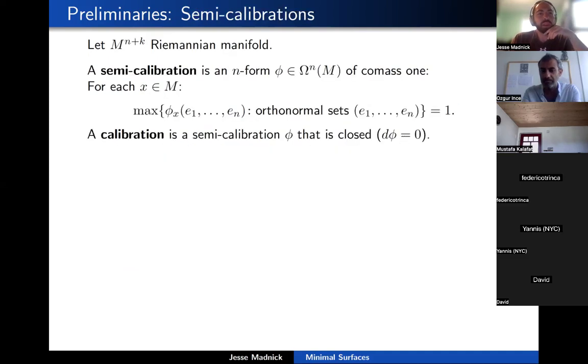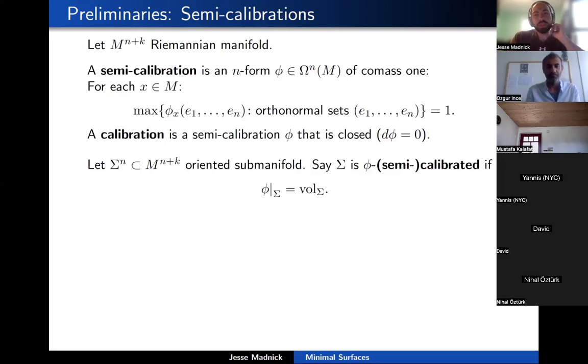Okay, all right, so the other preliminary notion we need is that of a semi-calibration. In general, if M is a Riemannian manifold, for us that will be a round sphere, a semi-calibration is just a differential form of comass 1. So at each point, the maximum value that your form can take on orthonormal sets is 1. A calibration, which we talked about last time, is just a semi-calibration that's closed. So a semi-calibration is somehow just half the definition of a calibration.